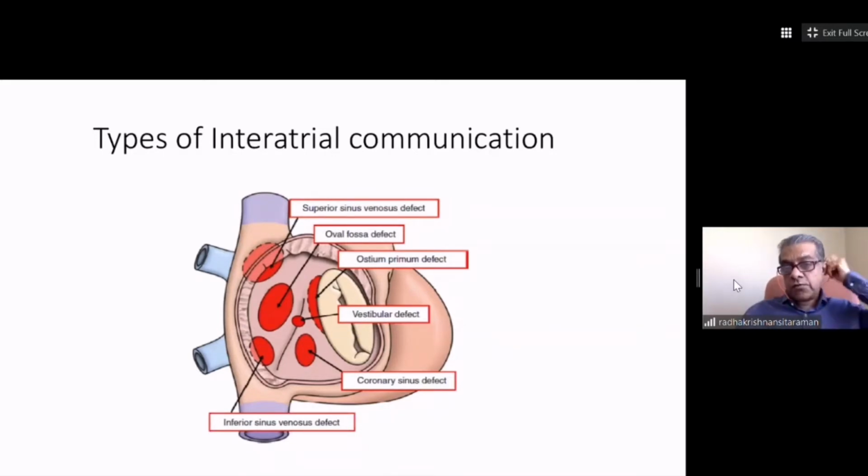This is a cartoon where the anterior wall of the right atrium has been removed, and what you're seeing is the interatrial septum and the various places. Most of you would be familiar with this, but for a beginner, it might give you some information as to how the atrial communications exist. The true fossa ovalis ASD is in the center, and the rest of them are all away from the embryological atrial septum, which is only the central portion.